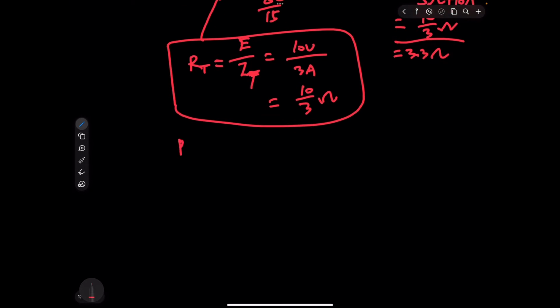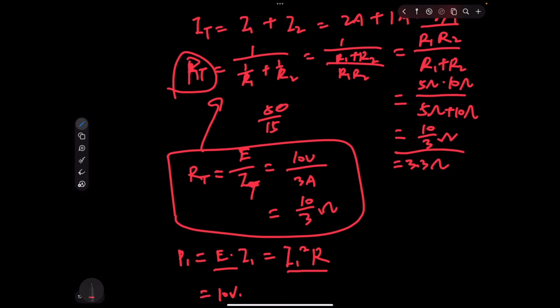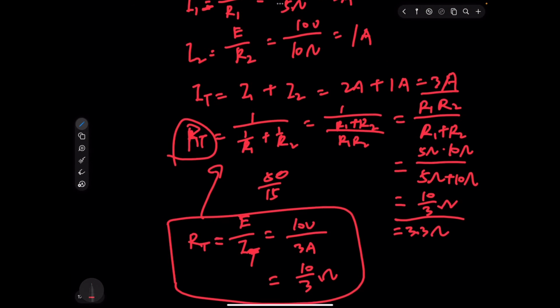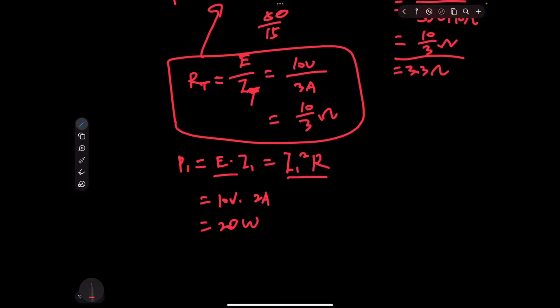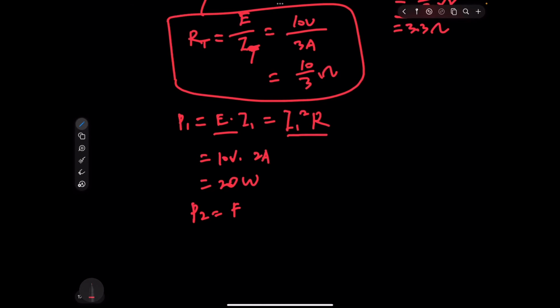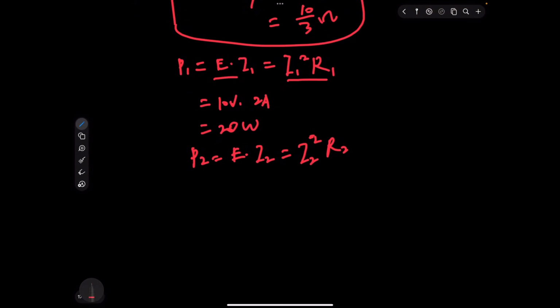In order to get the power, P1 equals E times I1 equals I1 squared R1. So we can use either formula. Let's say 10 volts times I1, which is 2 amps. That will give us 20 watts. P2 equals E times I2 equals I2 squared R2. Here we use this formula, 10 volts times 1 amp, which gives us 10 watts.